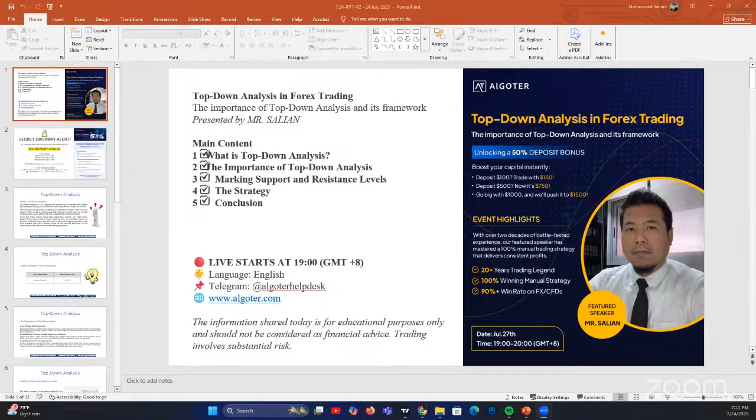Then, by marking the support and resistance levels, because you have to know, at the point in time when you open the chart, where you are at in this price action. Are you on the top? Are you in the bottom? So you will have the idea where to trade, going up or going down. And we will go with the strategy, how to get the strategy right, and some conclusion in the end. So let's get started now.